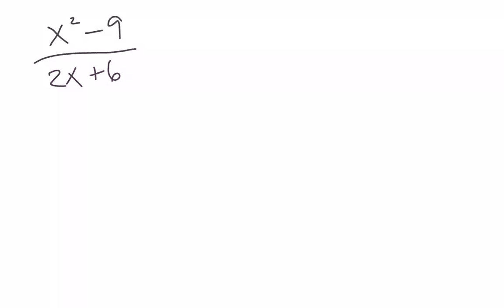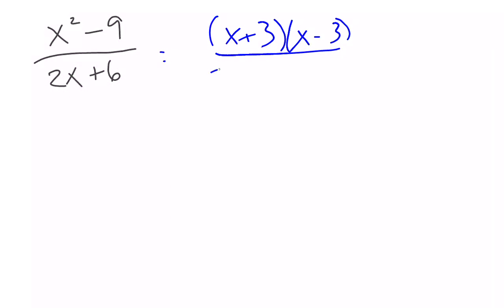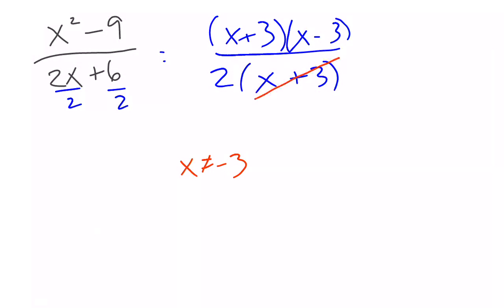This next one is tricky only because of the GCF. So most of us got that our numerator is a difference of squares, x plus 3, x minus 3. And a lot of you saw that I had a GCF in the denominator, but how you factored it out was wrong. So you want to think about dividing each term by 2. So 2x divided by 2 would be x, and 6 divided by 2 would be 3. So this means that x cannot equal negative 3, and when I simplify, I get x minus 3 over 2.